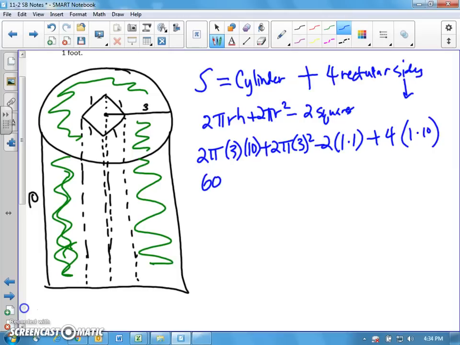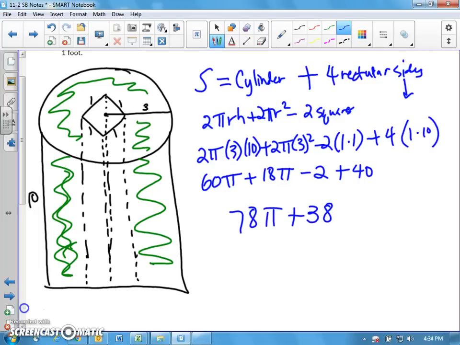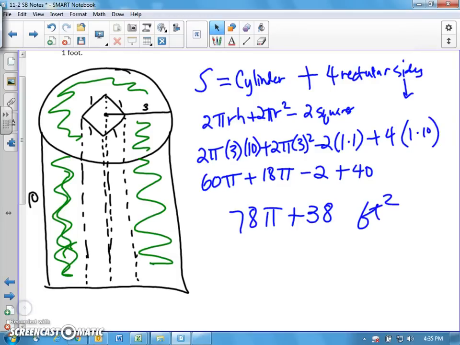This would be 60 pi. This would be 9 times 2, so 18 pi. We're going to subtract out 2 for the holes at the top and the bottom. And we're going to add 40 for the surfaces inside. So when we put all of this together, we're going to have 78 pi plus 38, and this will be in square feet. Now once again, I want you to stop the video and I want you to do the volume.